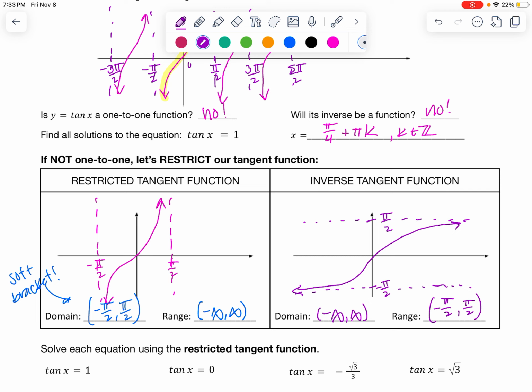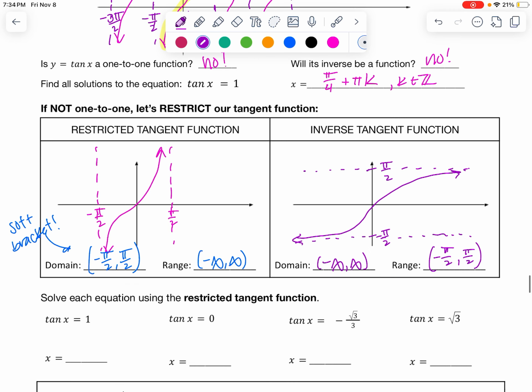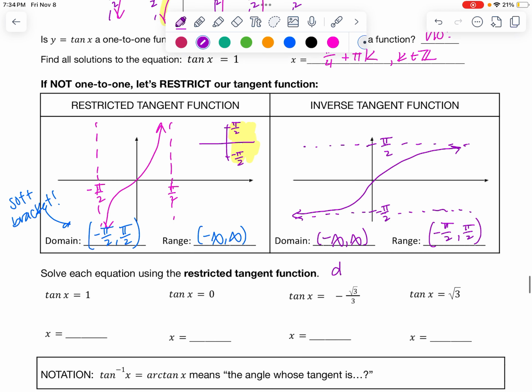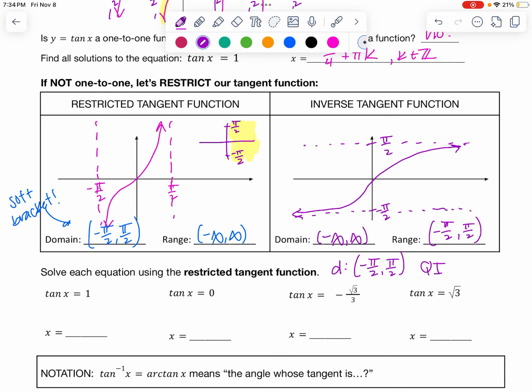Now when we're talking about tangent, if I look over here, right here's pi over 2, here's negative pi over 2. Very similar to sine, we're only going to focus on quadrants 1 and 4. So my domain is from negative pi over 2 to pi over 2. Again, my pi over 2s are not included, but we are in quadrant 1 and we are in quadrant 4.